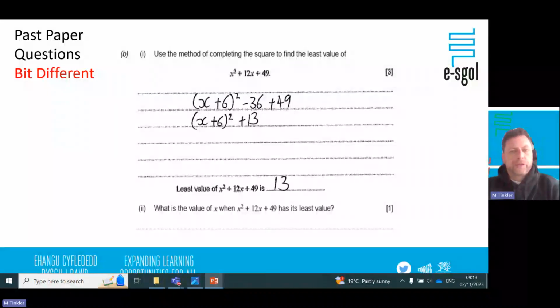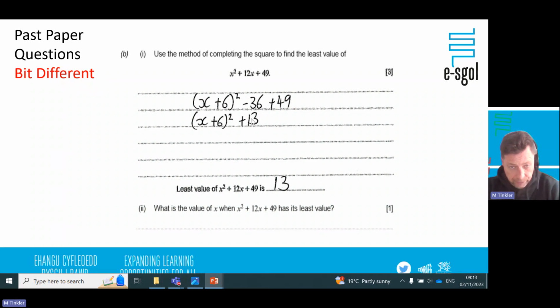Okay. So first of all, usual routine now. Half of 12 is 6. But 6 squared gives us an extra 36. So I'm minus the 36 to counteract it. X plus 6 all squared plus 13. Got 2 marks for that.